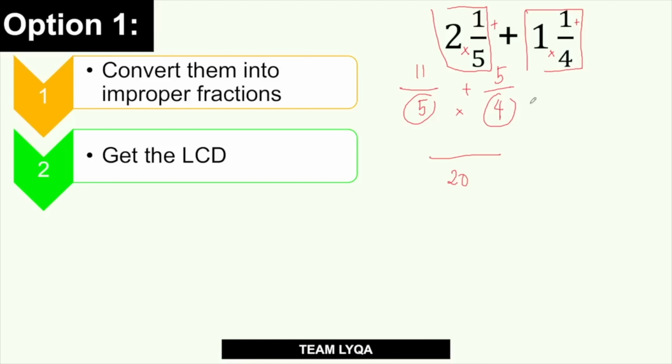Again, kung naiwan kayo dito, panoorin niyo muna yung video ko on finding the LCD, ha? Na-explain ko na lahat yun doon. So, over 20, i-convert mo yung 11 over 5 over 20. And yung 5, para maging 20, times 4 mo siya, right? So, you're going to do the same thing sa taas. So, 5 times 4, 20. Yung 11, ito times 4 mo rin siya. Okay? So, it becomes 11 times 4, 44 over 20. Again, nag-iiba yung itsura niyan, pero actually equal lang yan. Ang 2 and 1 fifth, ang 11 over 5, at ang 44 over 20 is the same fraction.